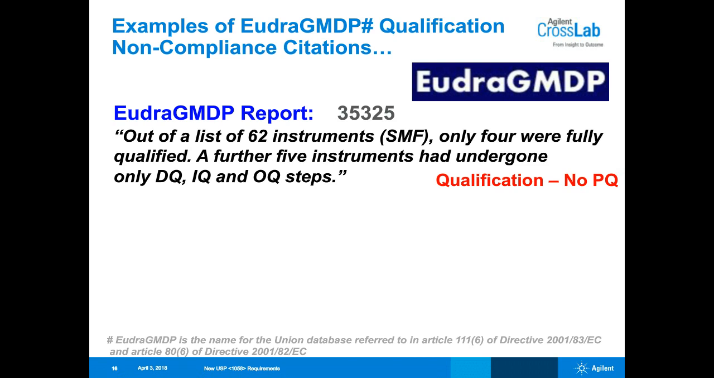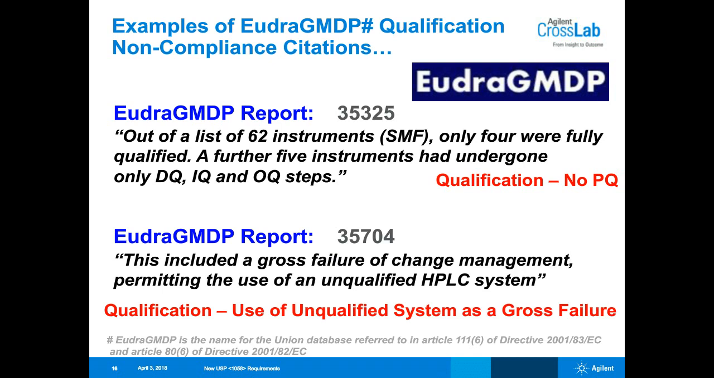Another example. Report 35704 says, this included a gross failure of change management, permitting the use of an unqualified HPLC system. So in this instance, the auditor is identifying use of an unqualified system as a gross failure. I think when you review a lot of non-conformance data, the way that the auditor has worded the report gives an indication of their strength of feeling about the subject.